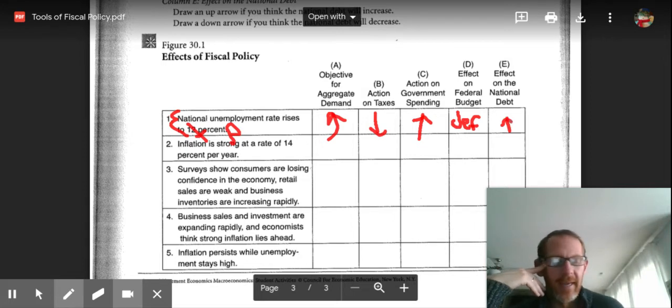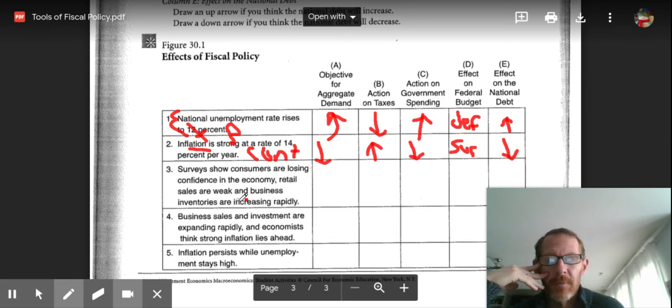But if we're in inflation over here, that means we want to slow our economy down, which means we want to make aggregate demand go to the left. So we may want to raise taxes and lower government spending. That would be contraction. In doing that, bringing in more money in taxes and spending less would move our budget towards surplus, and it would bring our debt down.